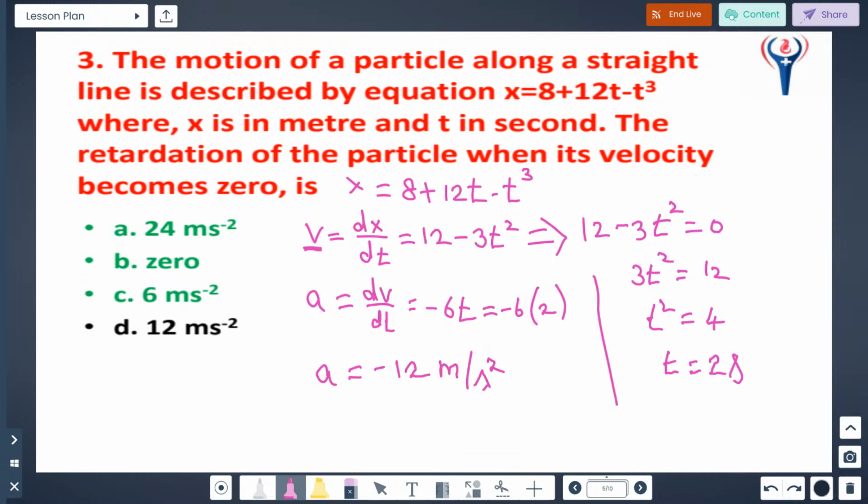What is retardation? Decrease in velocity or negative acceleration. So already I mentioned retardation, so no need to mention minus. Therefore, option D, 12 meter per second square is the correct answer. Let's move to question number 4.